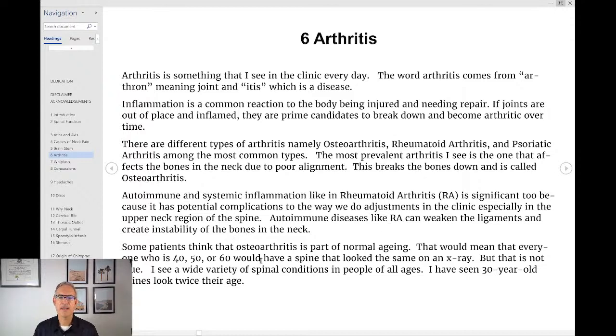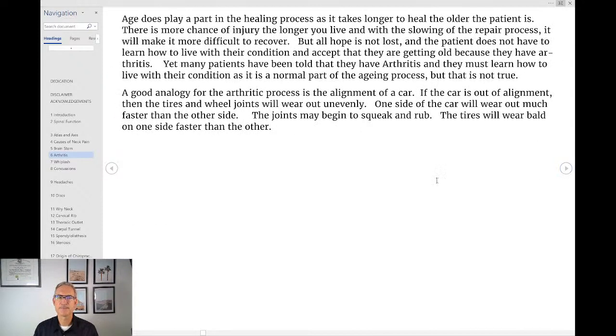Some patients think that osteoarthritis is part of normal aging. That would mean that everyone who's 40 or 50 or 60 would have a spine that would look the same on x-ray, but that's not the case. It's not true. I see a wide variety of conditions in people of all ages. I have seen 30-year-old spines look twice their age.